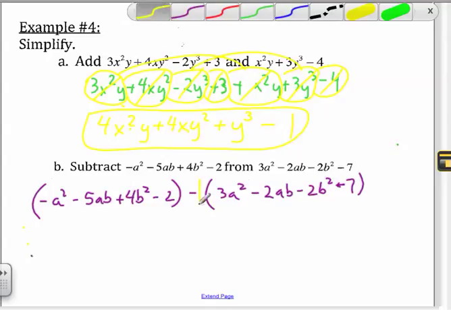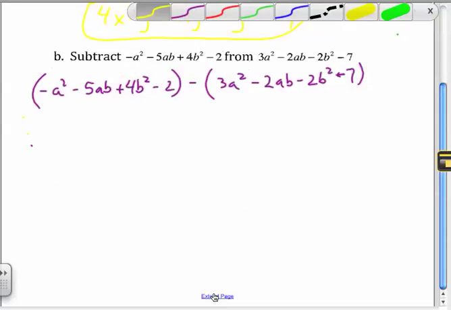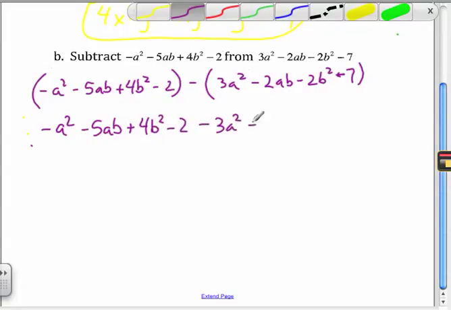Yeah? Okay? So I'm going to rewrite this now, but with all different signs in the second one. I'm flipping all the signs in the second one. So now I'm going to get negative a squared minus 5ab plus 4b squared minus 2 minus 3a squared plus 2ab plus 2b squared plus 7, right? Because that negative got distributed to each one of these terms. This should be a negative here because you can see it's negative right above it.